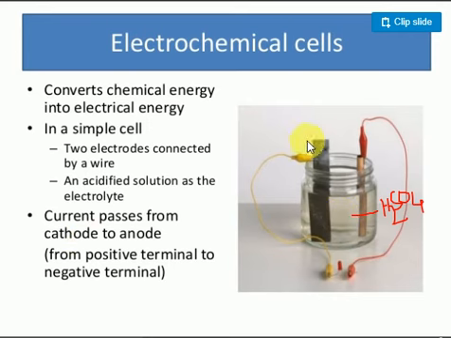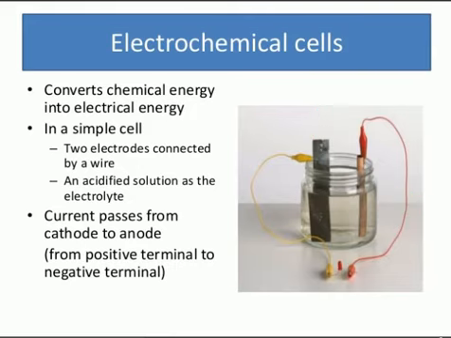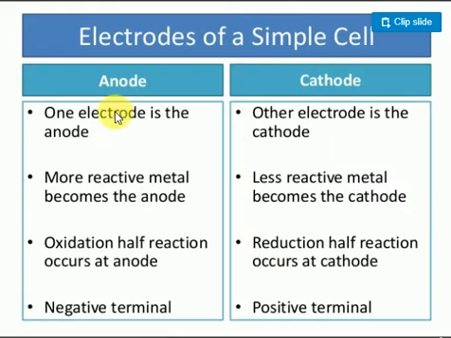Next, current passes from the cathode to the anode. Just imagine electrons are moving in this direction, and current moves in the opposite direction. You remember this point: electrons move in one direction, current in the opposite. Consider this is the electrolytic cell, a general cell. Remember, the electrode of a simple cell is the anode.